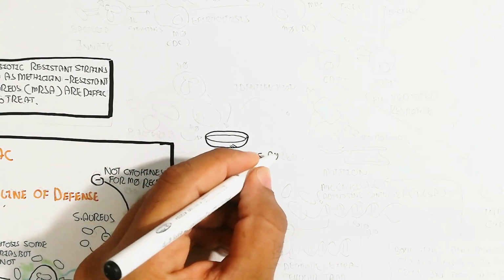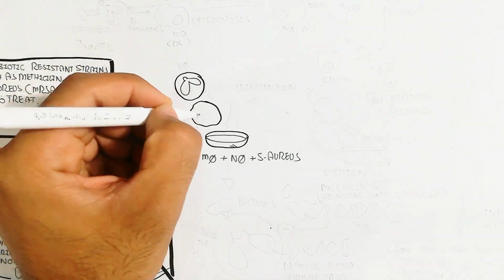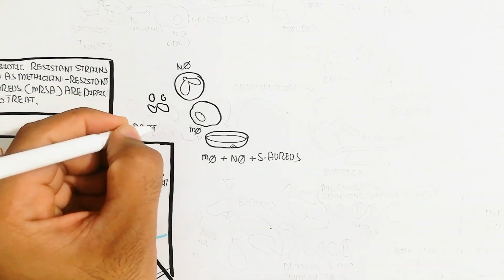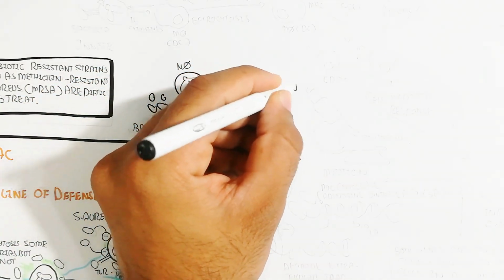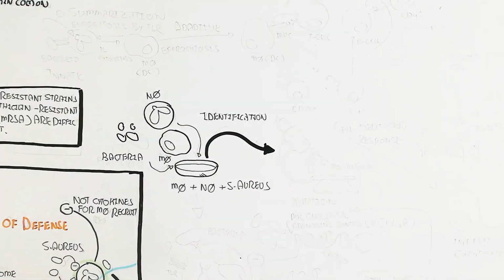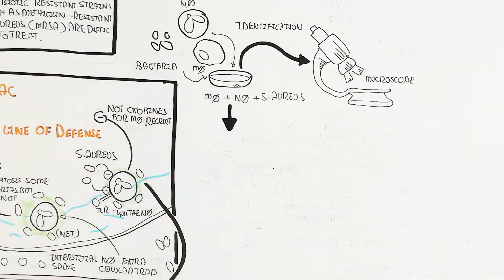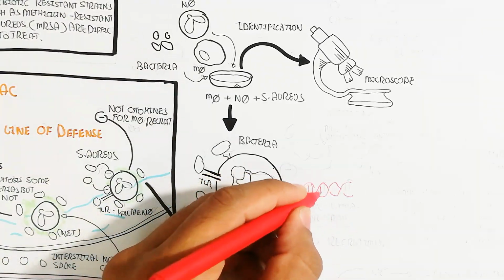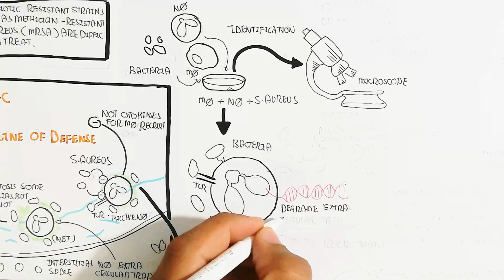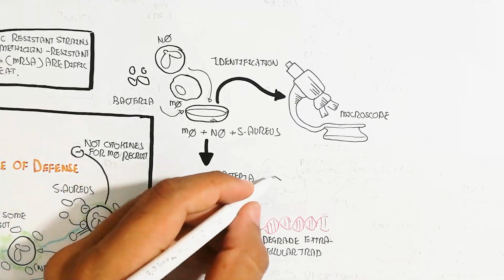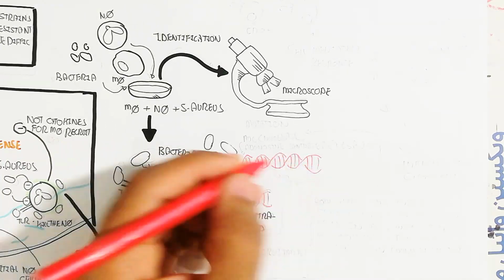Let's understand the experimental verification in the laboratory. Here the neutrophil and macrophage as well as bacteria are collectively put into a test tube or petri dish, and the macrophage, neutrophil and S. aureus are identified under the microscope. After this identification, we will see what happens. This is the neutrophil, a polymorphonuclear cell, and its extracellular trap is degraded; the NET is damaged by the bacteria.